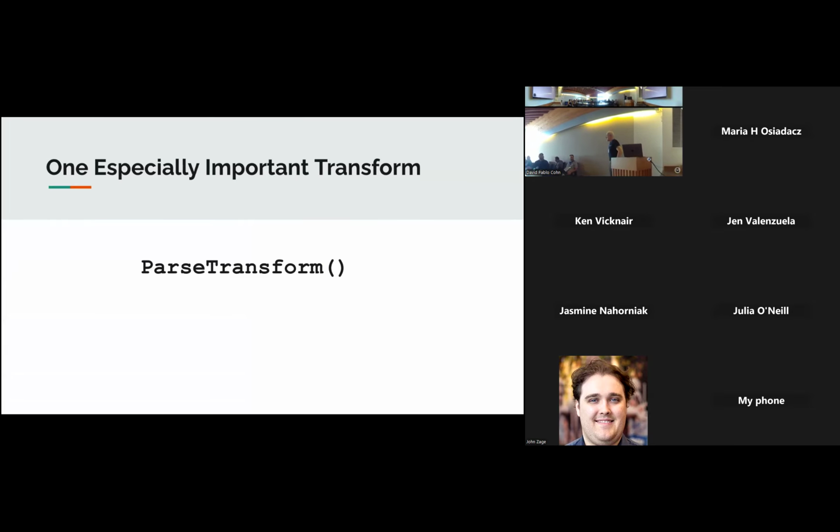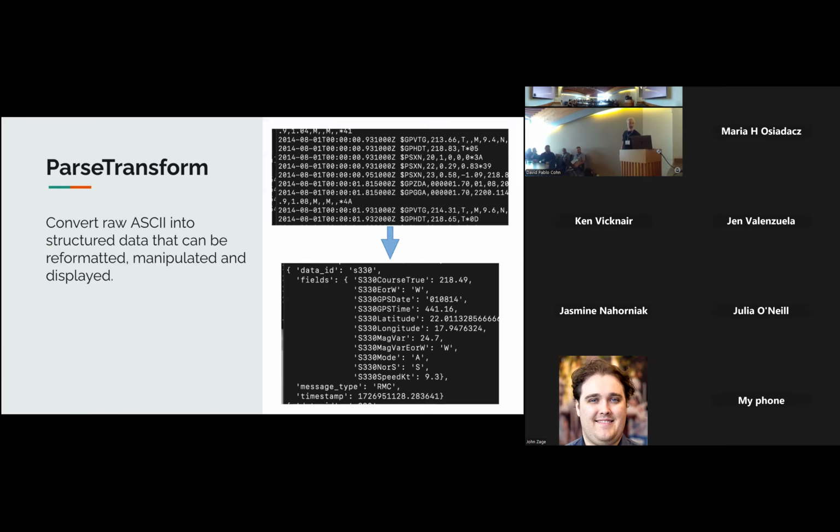There's one especially important transform, which is called the parse transform. And that's the one that takes raw data and turns it into structured data. Once you have structured data is where you can start having a lot of fun. So here's typical raw data coming from a GPS, from a CPAP 330, timestamped, and you put it through the parse transform, and it turns into fields like this is course, this is the GPS type, lat long, speed in knots, useful data that you might want to pull some stuff off of.